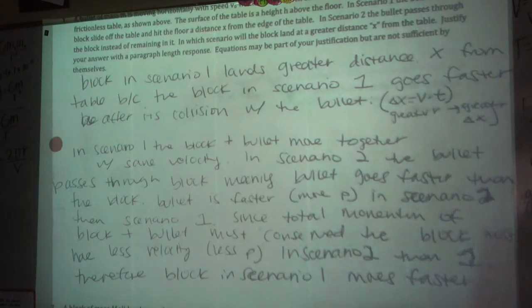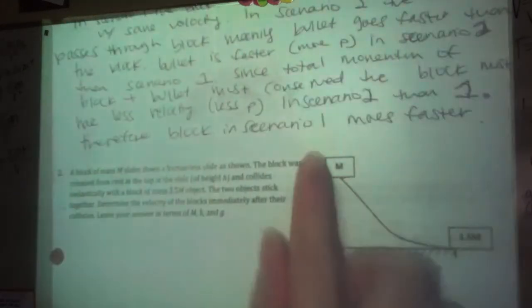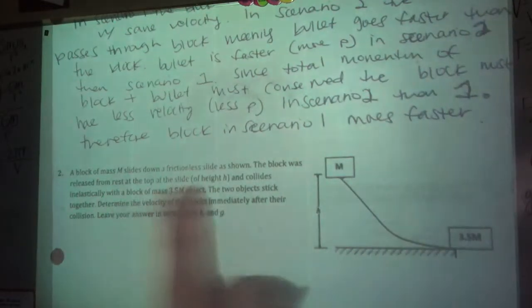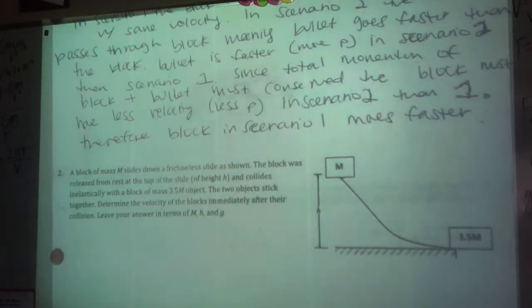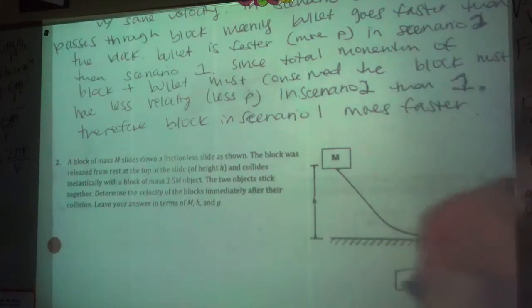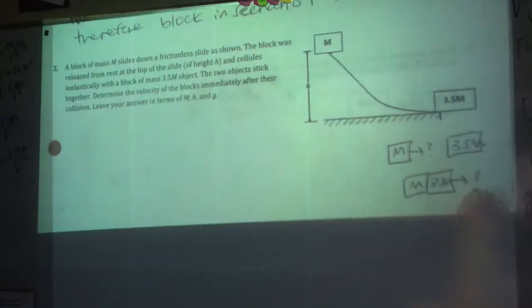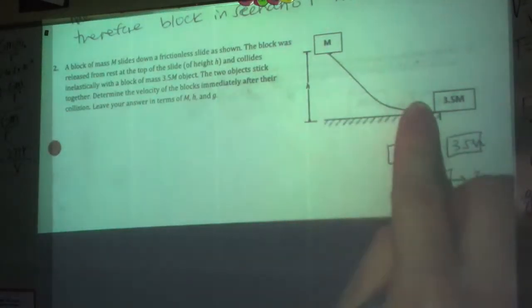Okay, number 2, a block of mass M slides down a frictionless slide. The block is released from rest at the top of the slide, height H, and collides inelastically with a block of mass 3.5m at the bottom. The two stick together. Determine the velocity of the box immediately after their collision. So first we have m, and we need to know what velocity it comes in with, and it's going to hit 3.5m, and then they're going to stick together, and what I'm actually looking for is this stuck together velocity. But first I need to know the velocity m comes down with.